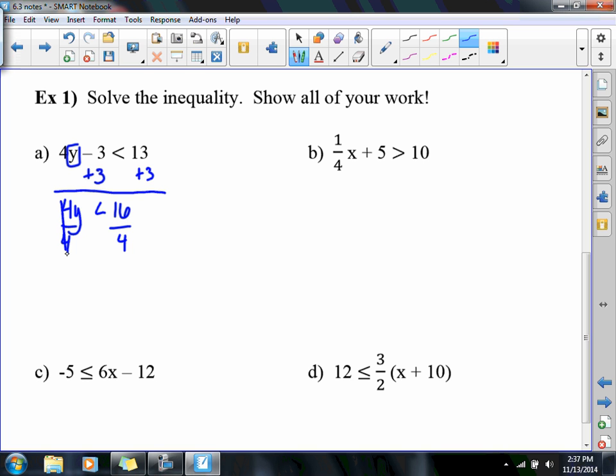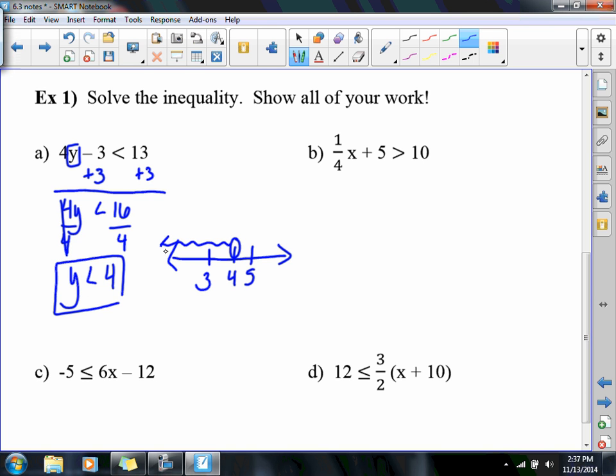Now I'm not dividing by a negative number, so I can keep my inequality as a less than. So y is less than 4. And if I graph that on the number line, I'll have 4, 5, and 3. I'll have an open circle because it's not an equal to. And then I'll shade everything to the left because that's where everything less than 4 is on the number line, and because the arrow's pointing to the left.